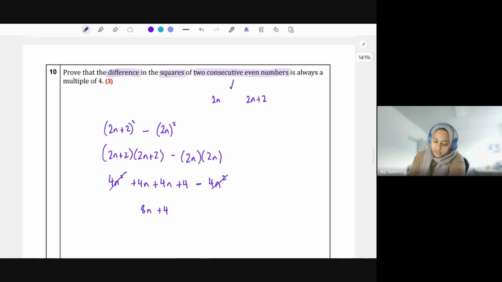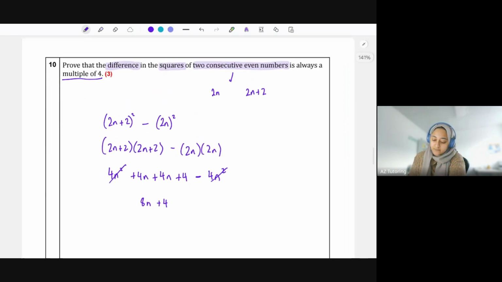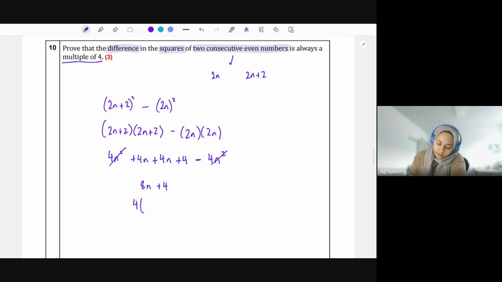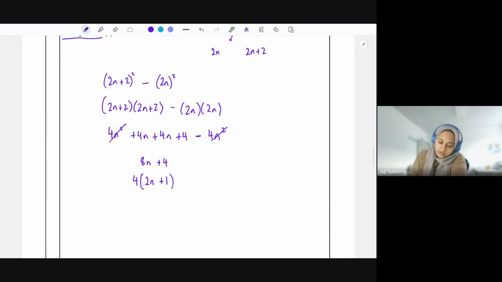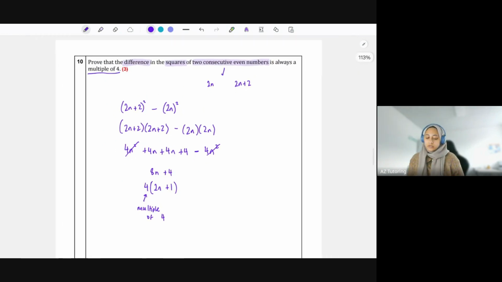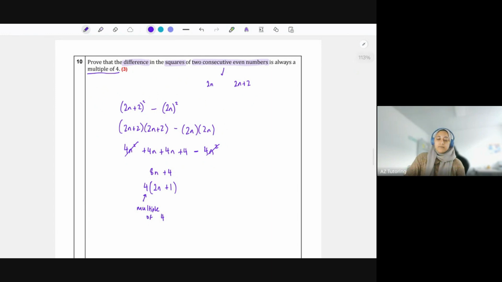Now, what does the question say? Prove that it's always a multiple of 4. So I need to factorize 4 out. 4 times something gives me 8n, that's 2n. 4 times 2n is 8n, plus 1. So there you go. We've proved that it's a multiple of 4 because we factorized it out. So that's for 3 marks, question 10.